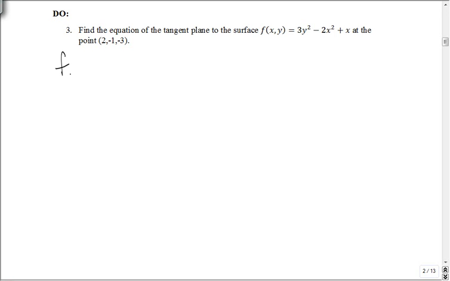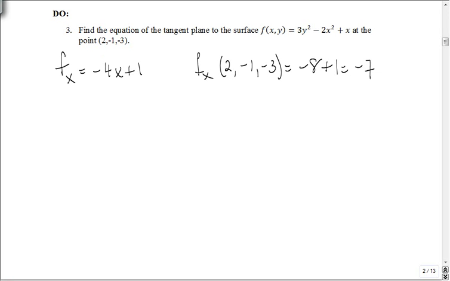Okay, so partial with respect to x is negative 4x plus 1 at the point, which equals negative 8 plus 1, which is negative 7. Partial with respect to y is 6y at the point. It is equal to negative 6.